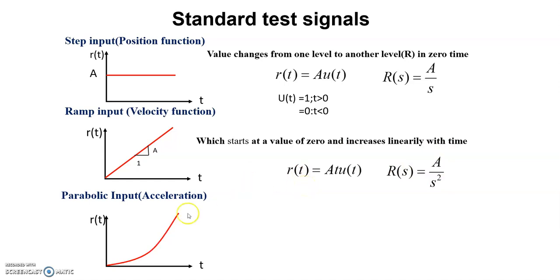Next one is the parabolic input, that is the acceleration. This is the graph for the parabolic input, where R of t is equal to A into t square by 2 into U of t. Taking the Laplace transform, R of s is equal to A by S cube.